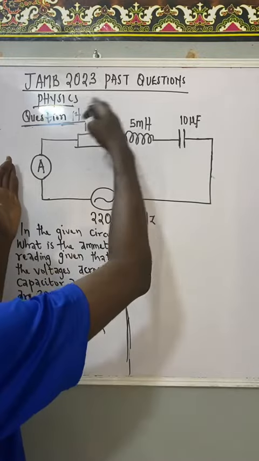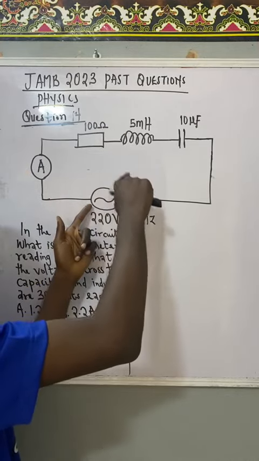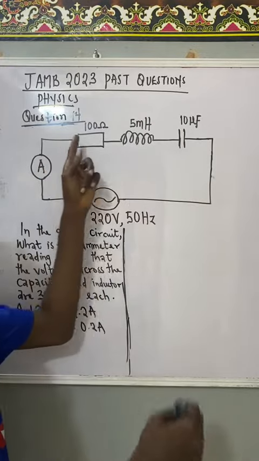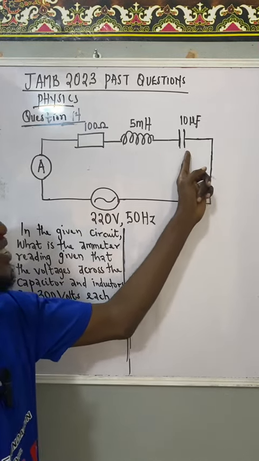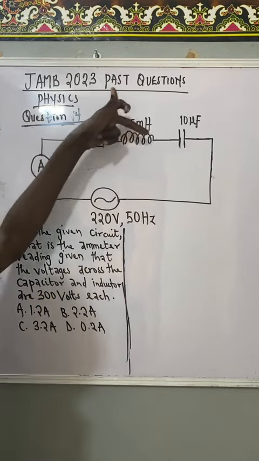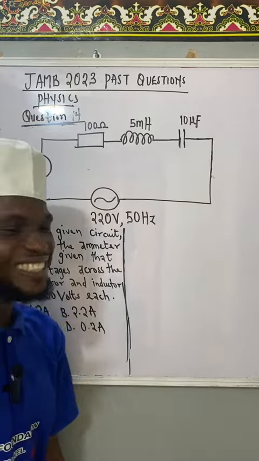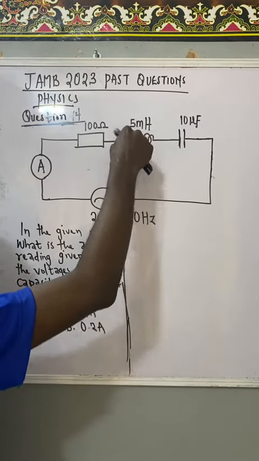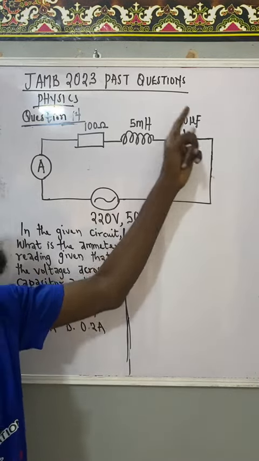Now, looking at this circuit, we can see that it is an AC circuit. What kind of AC circuit is this? It is an RLC circuit. How? Because it contains a resistor, inductor, and capacitor. So in that case, we call it an RLC circuit. Now, these three components are connected in series, so we call it an RLC series circuit. Now, the resistor is 100 ohms, while the inductor is 5 millihenry, and the capacitor is 10 microfarad.